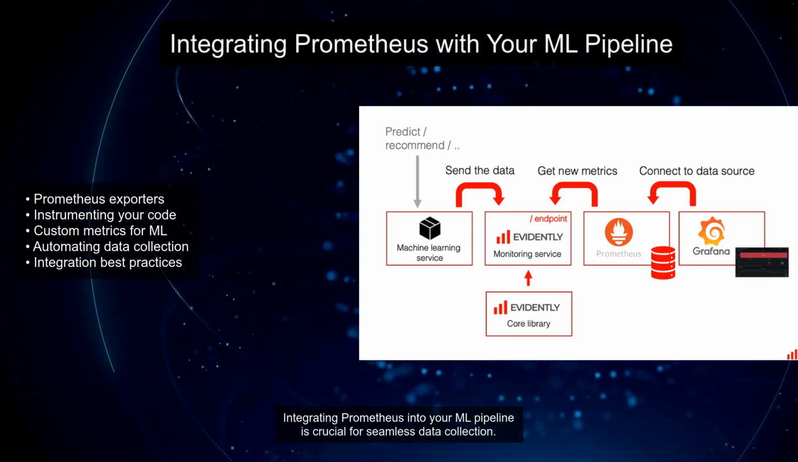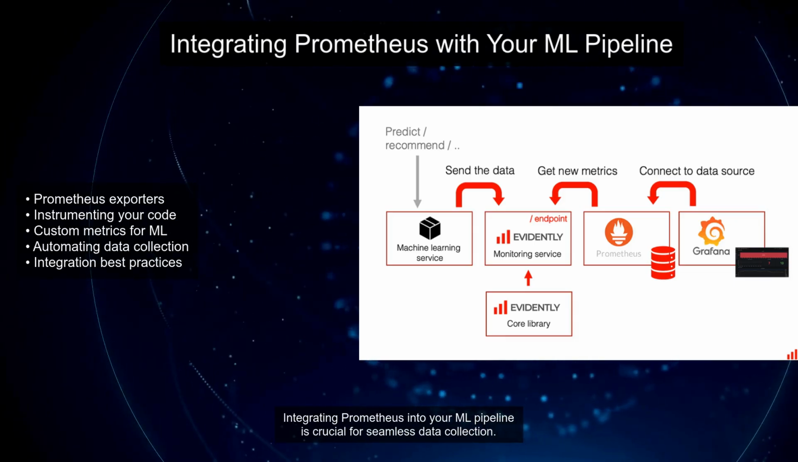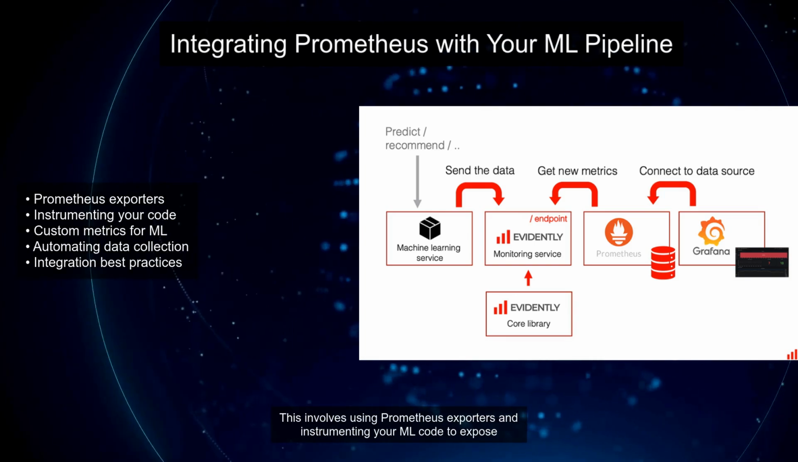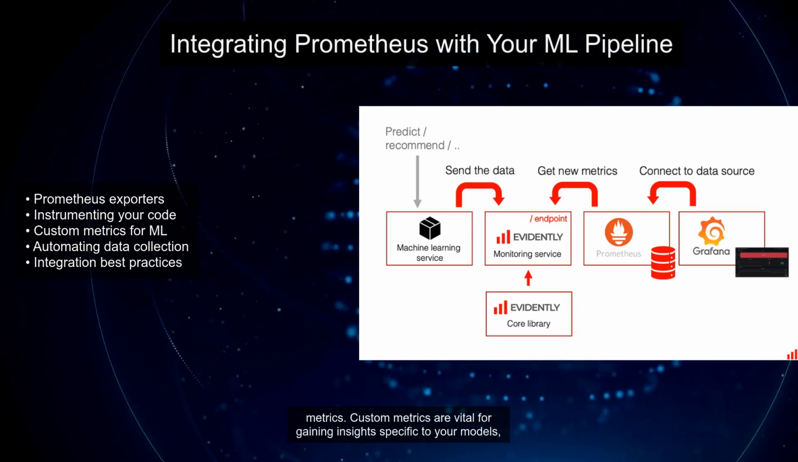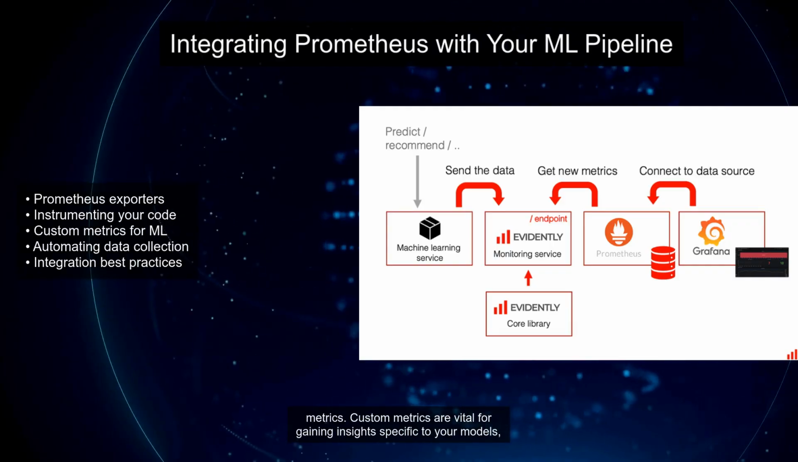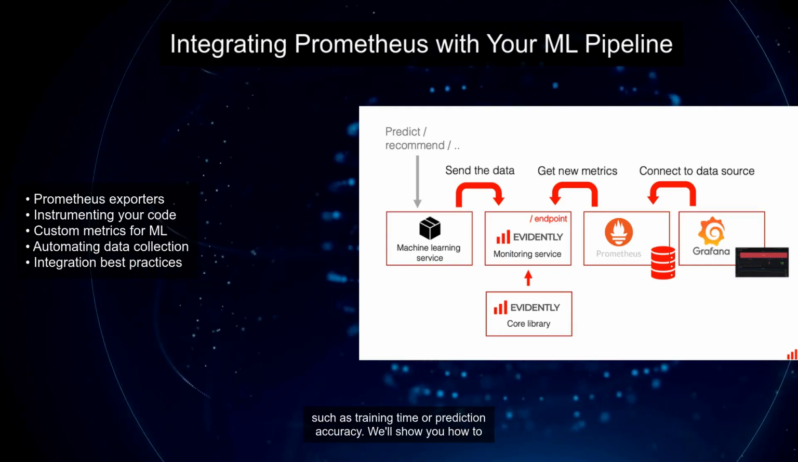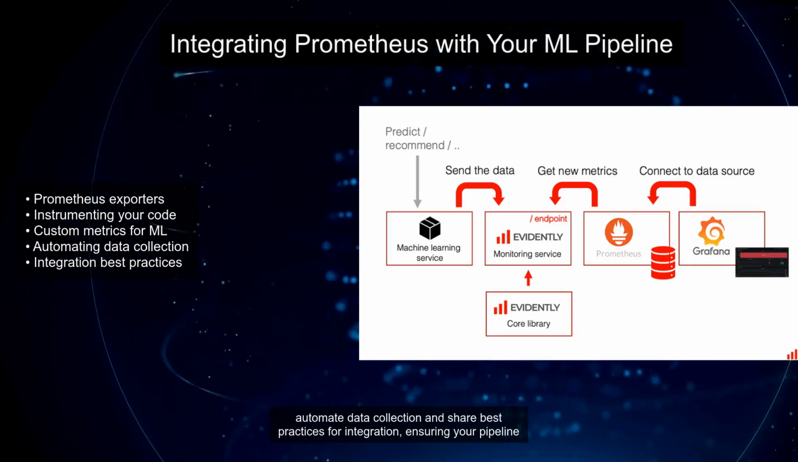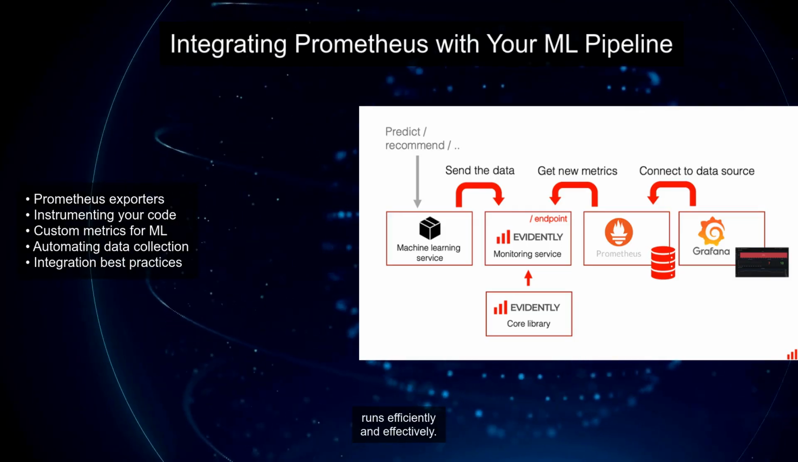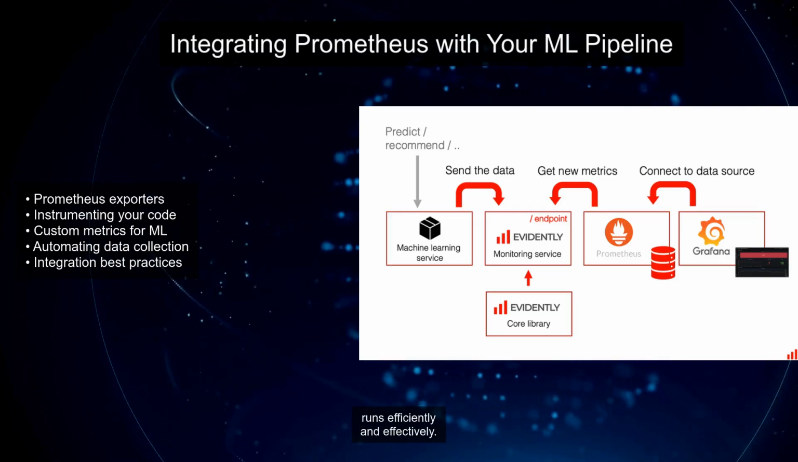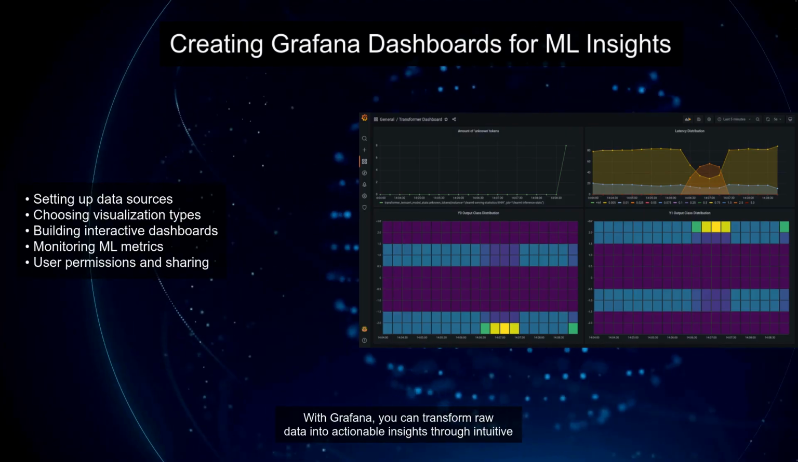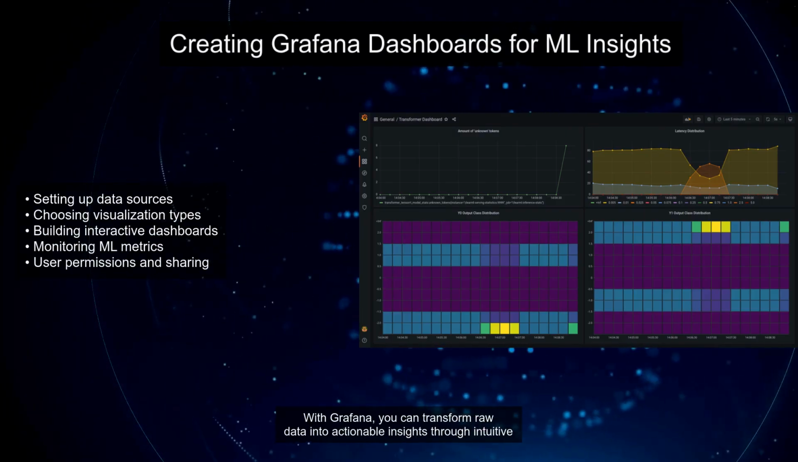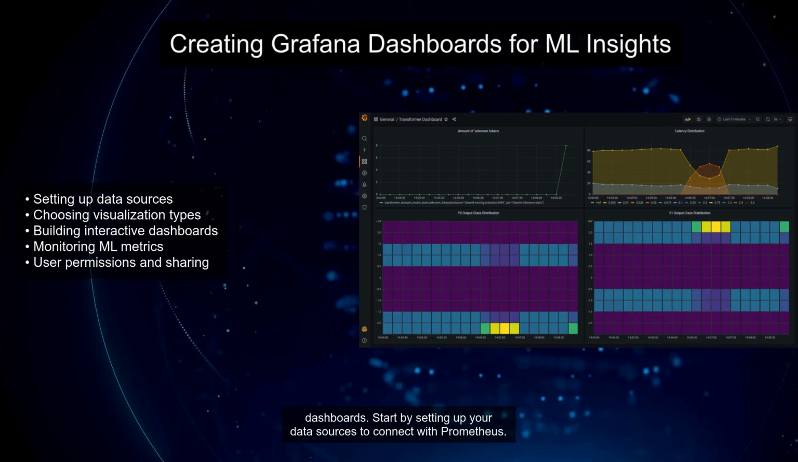Integrating Prometheus into your ML pipeline is crucial for seamless data collection. This involves using Prometheus exporters and instrumenting your ML code to expose metrics. Custom metrics are vital for gaining insights specific to your models, such as training time or prediction accuracy. We'll show you how to automate data collection and share best practices for integration, ensuring your pipeline runs efficiently and effectively.